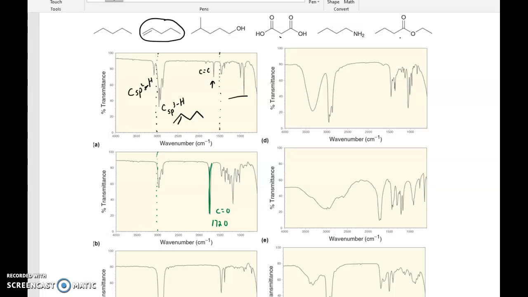And we have two possibilities that have a carbonyl. We've got this ester over here, and we have this carboxylic acid. It's definitely not a carboxylic acid. If it was a carboxylic acid, I would expect a beard from about there to there. Well, maybe not quite that broad, but it'd be very broad. So it's not going to be the carboxylic acid, it's going to be the ester.